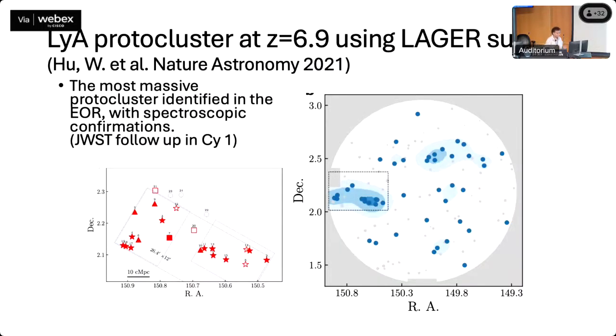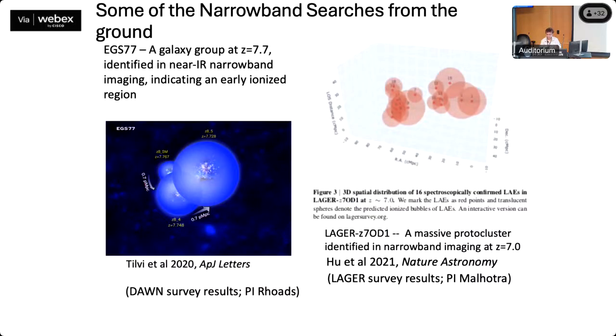So for the last some years, we've been doing ground-based narrowband imaging on wide fields. We find Lyman alpha emitters at redshift 6.9. So when JWST found them, we were not surprised, didn't lose sleep. And we find them clustered. So I'll just quickly go over that. Another narrowband search is at 7.7.